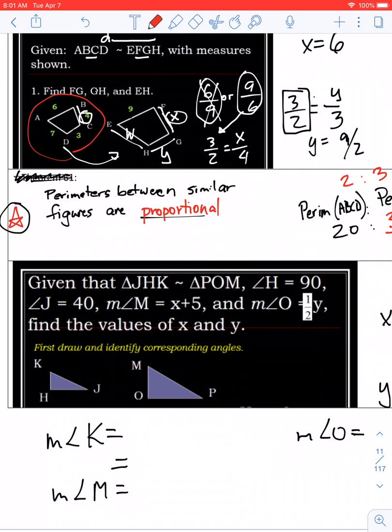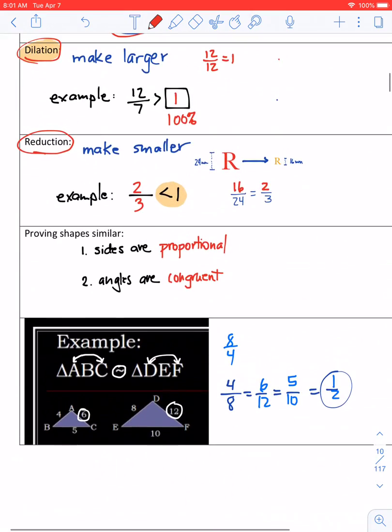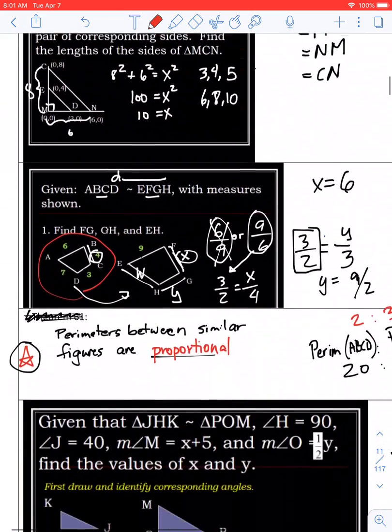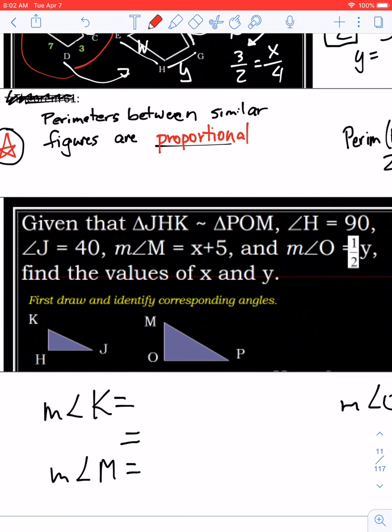Here now we've got angles given to us in these triangles. Remember, the angles have to be congruent, not proportional. So we find the measure of angle K. Again, we go not to the diagram but to the statement. K and M are the same. So notice here I have K and M the same. And if we look at M, it says it's x plus 5.